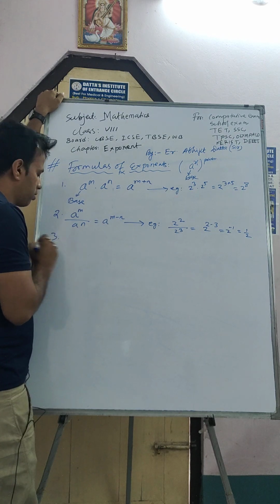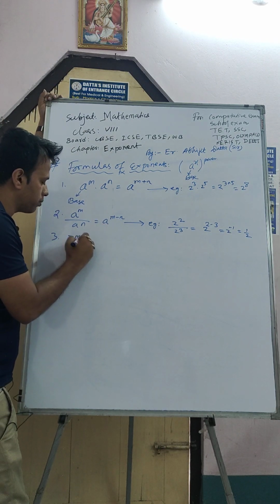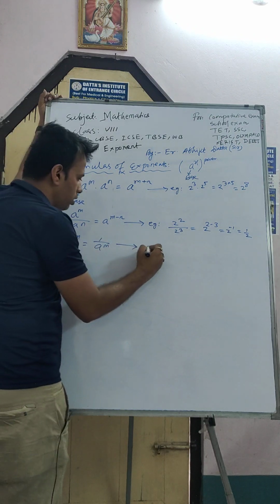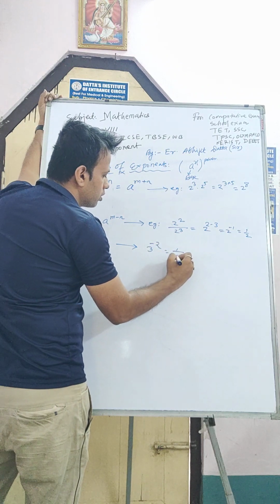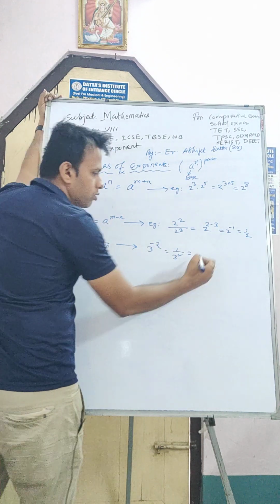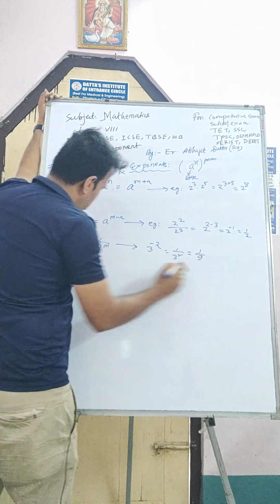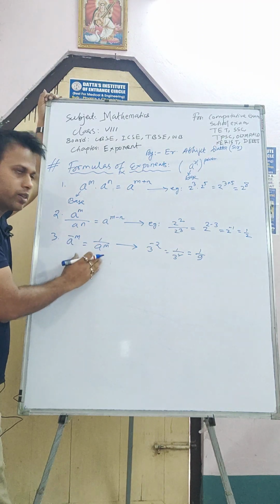Then what is formula number 3, sir? If a to the power minus m is there, it will be 1 by a to the power m. If I take one example, suppose 3 to the power minus 2, it will become 1 by 3 to the power 2, which is 1 by 9. So if it is a to the power minus m, the formula is 1 by a to the power m.